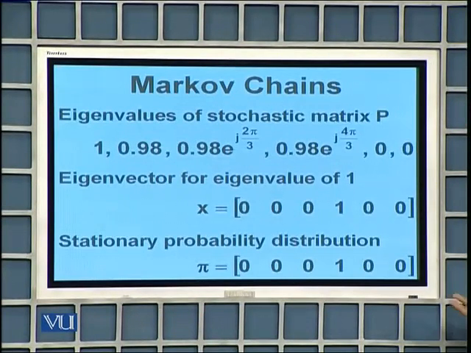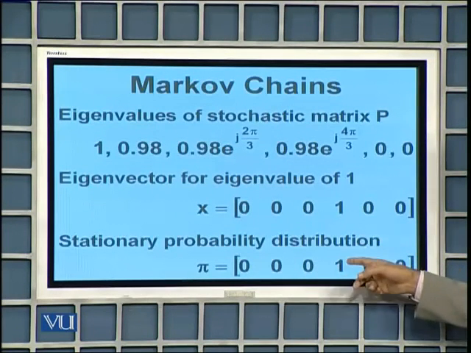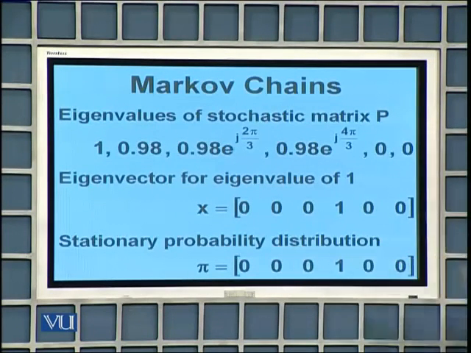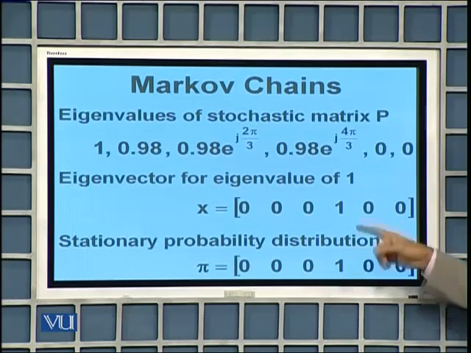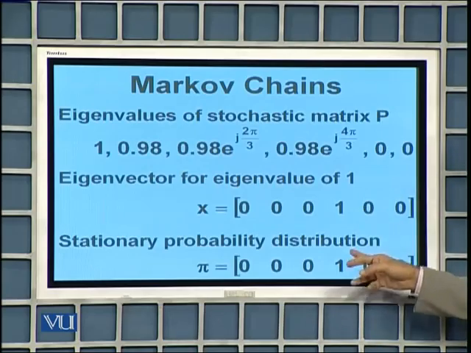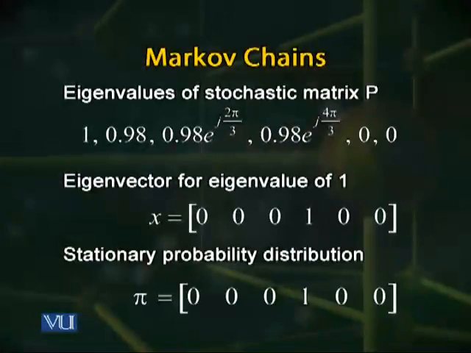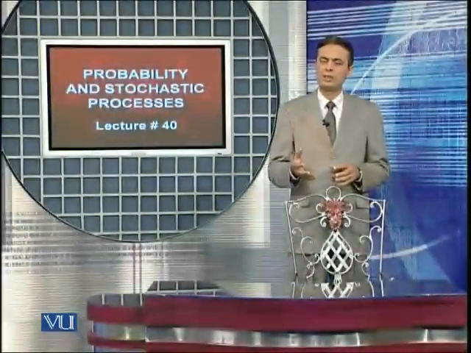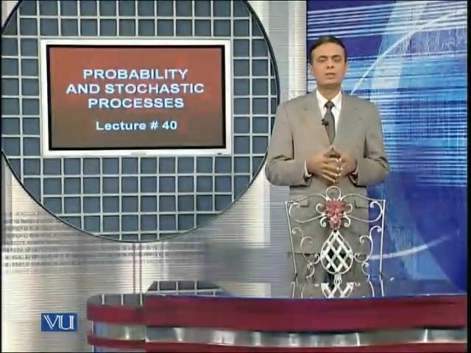So in the long run, you will always find this Markov chain in state 3, and all other states are transient and they will be visited only a finite number of times before this Markov chain moves to state 3, and then it remains in state 3 forever. So state 3 is a recurrent state and all other states are transient states. In this case, we had only one state that was recurrent and all other states were transient.